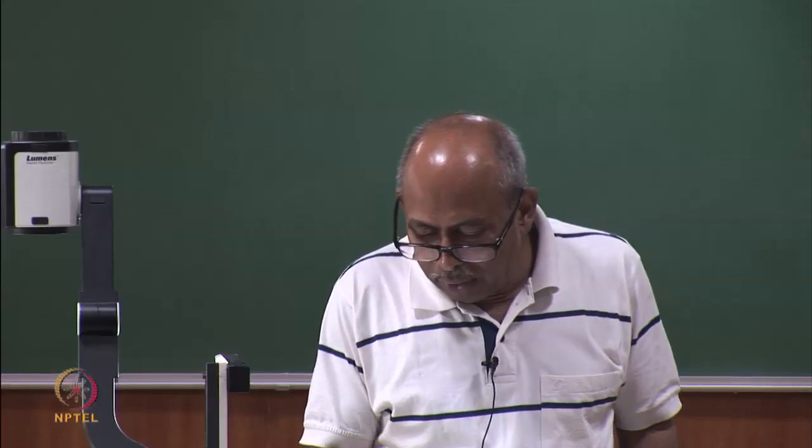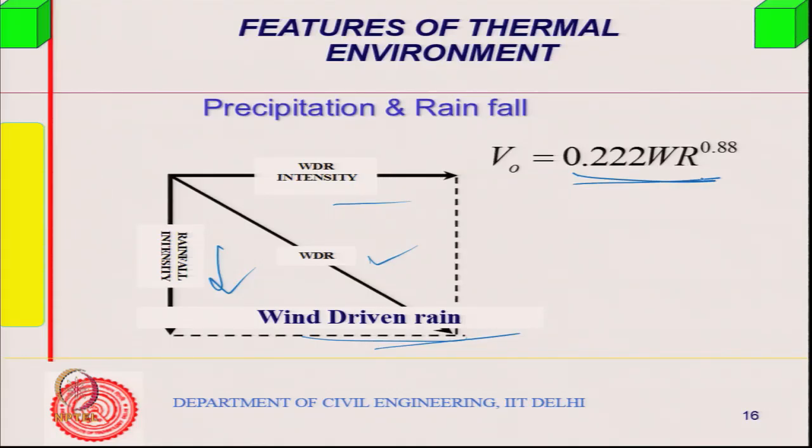So, this is called wind driven rain. There is a formula for wind driven rain, V0 = 0.22. This is given by Mr. Lacey, from the IHVE guide, Institution of Heating and Ventilation Engineers, England. He published this equation in the guideline, which was available. Now they call it the Chartered Institution of Building Services Engineers.